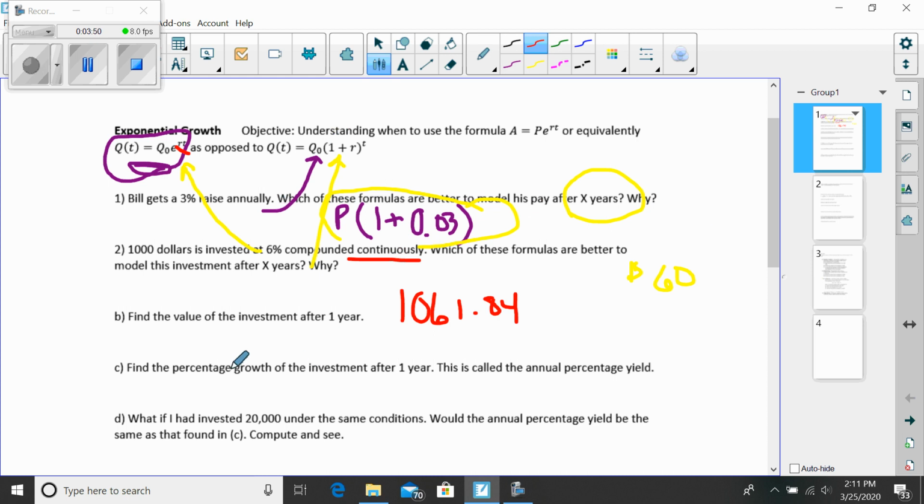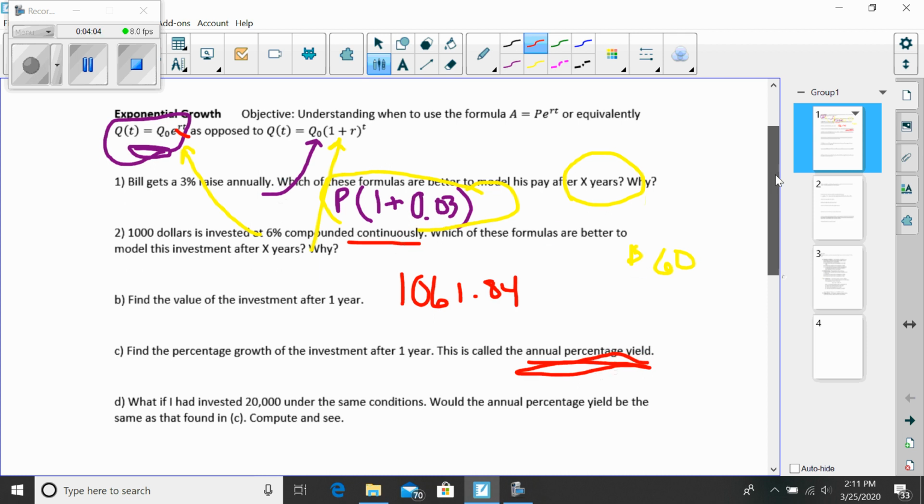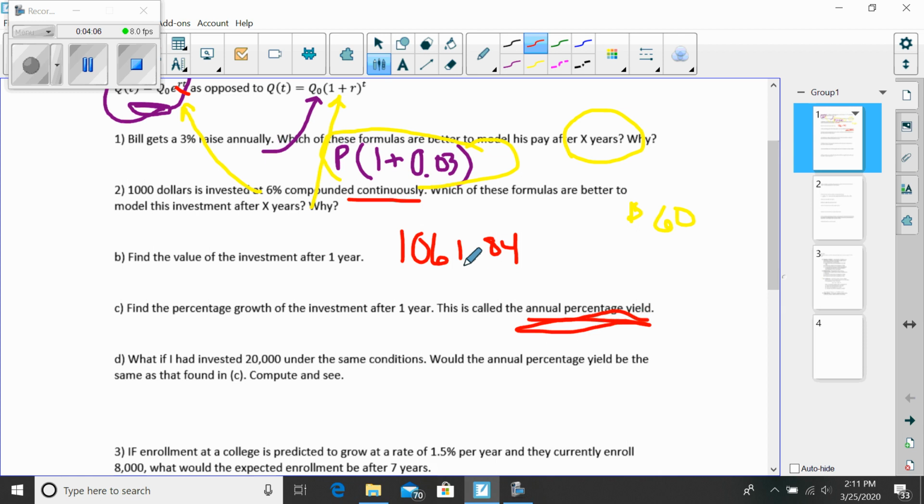But anyway, if I wanted to find the percentage growth of the investment after 1 year, the annual percentage yield, okay? So I'm getting 6% compounded continuously. So really, at the end of the year, I have earned more than 6%. So when I find this annual percentage yield, I have earned $61.84. That's what I earned.